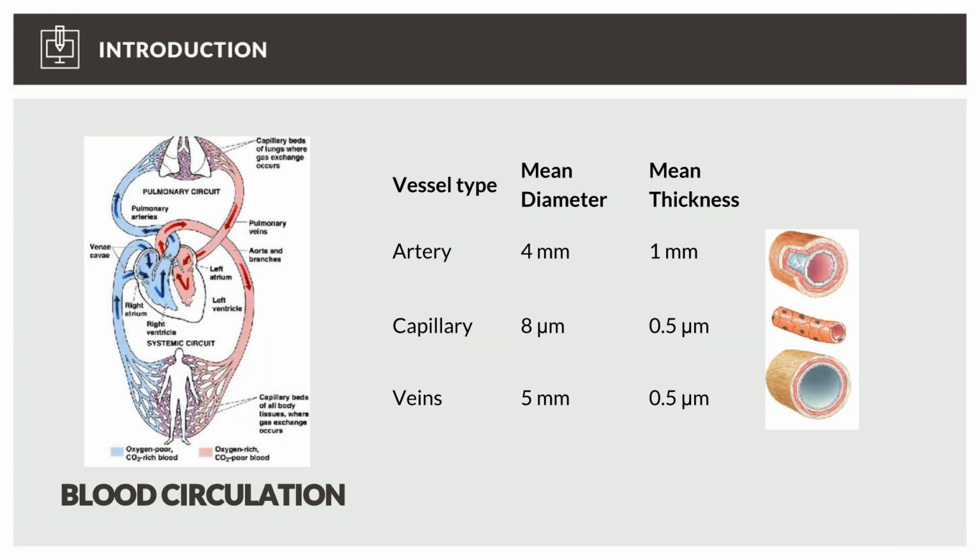And so the final vessel type we can talk about are the capillaries, and these are the smallest blood vessels. Capillaries have very, very thin walls, actually. And they're quite small anyway. The mean diameter is 8 micrometers, and the thickness of the wall is 0.5 micrometers. Capillaries have very thin walls because they want to allow oxygen and other nutrients to pass easily in and out quickly. And this is a process that's called diffusion.